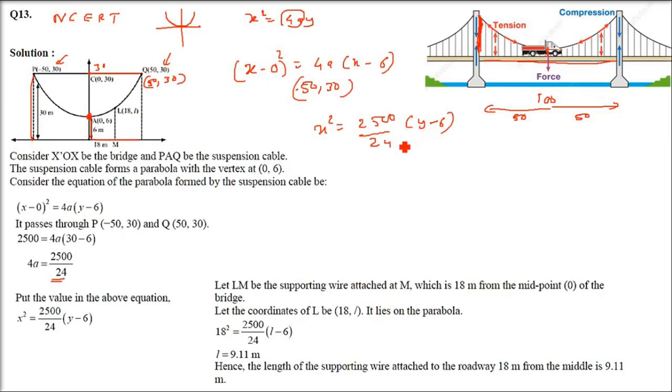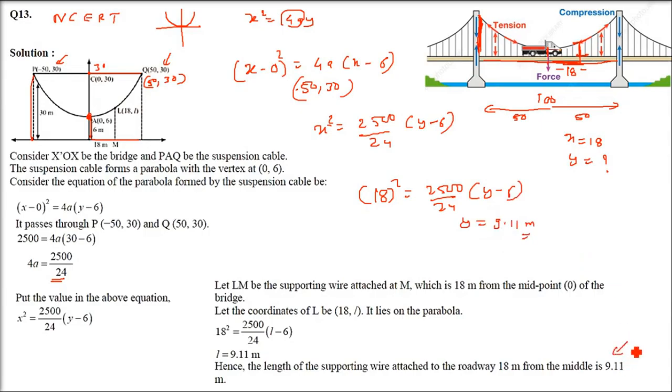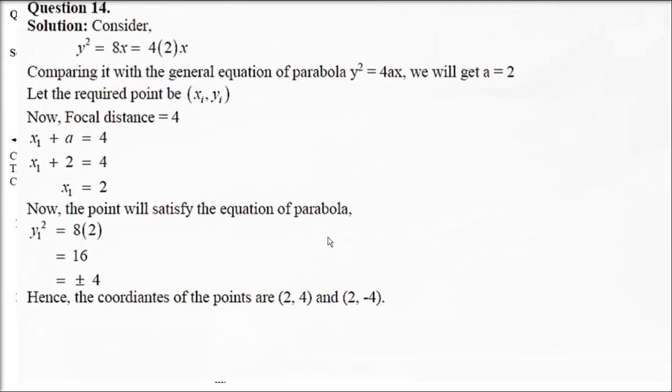But the question is asking, what is the length of the supporting wire attached to the roadway 18 meter from the middle? So if you go 18 meter, what will be this length? If you go x as 18, what is y? Okay. So put x as 18. 18 square equals 2500 by 24 into (y minus 6), we have to find y. It is being said L here, so you can take y or L, whichever. So y equals 9.11 meter. Okay, this is how we are going to solve it.